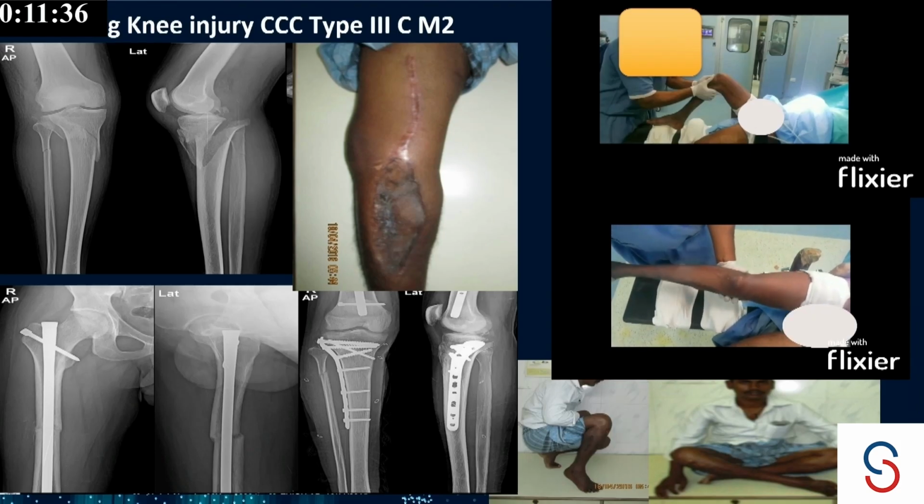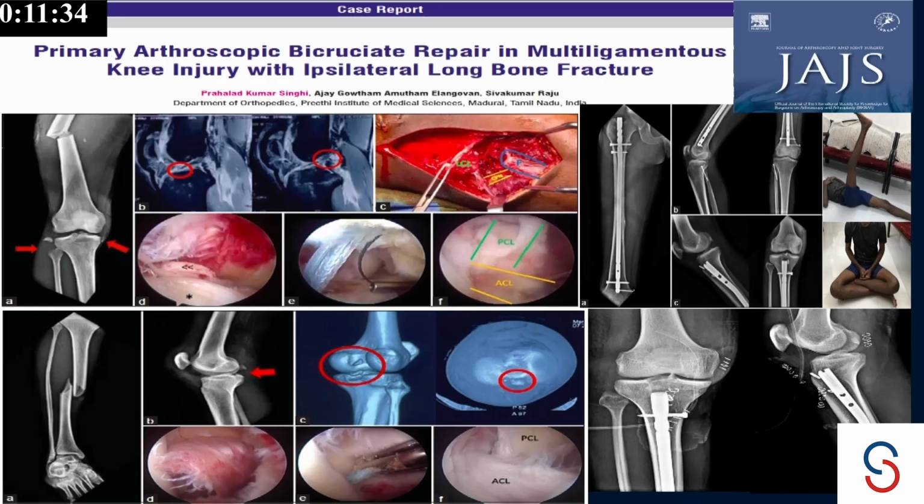So I have these few other examples. So this is what I was telling in the morning case. We did a bicruciate repair in this gentleman, along with the avulsion of the tibiofibular fracture. So this paper, we published it in JAJS.